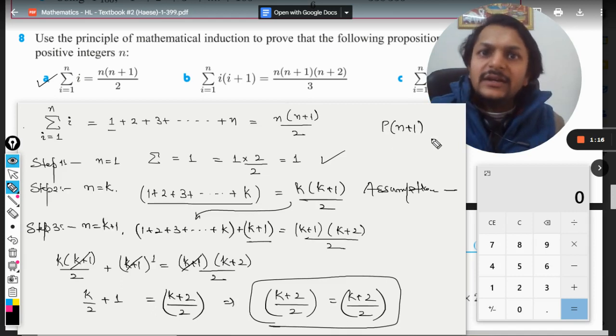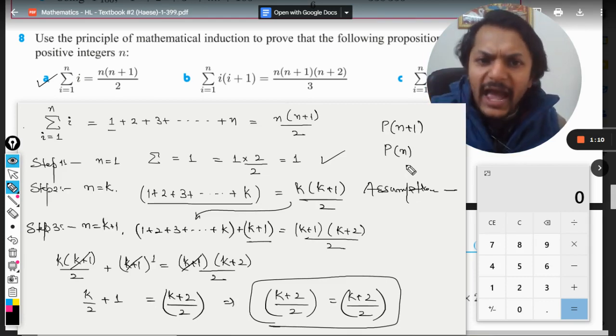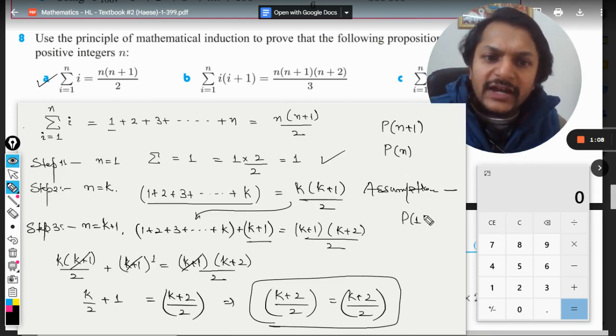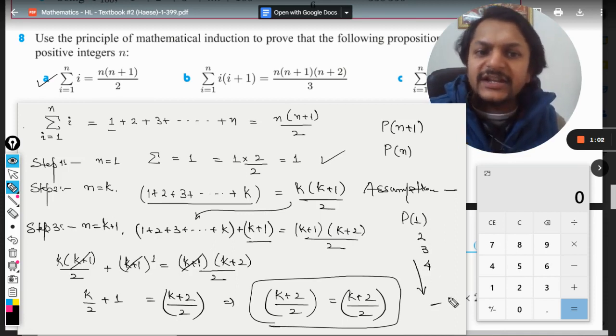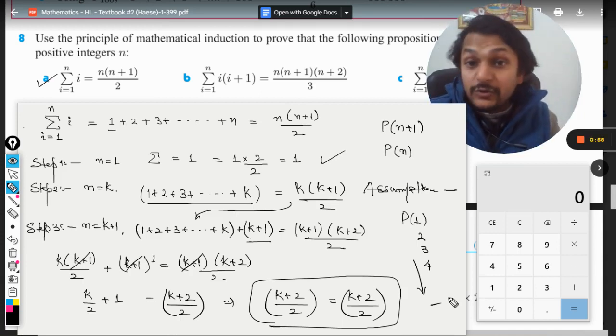And hence by the principle of mathematical induction we can say that the statement is correct for n plus 1 if the statement is correct for n. And because we have proved that it is correct for 1, it is correct for 2, correct for 3, correct for 4, and likewise it is correct for all the integers. So this is how we do this question.